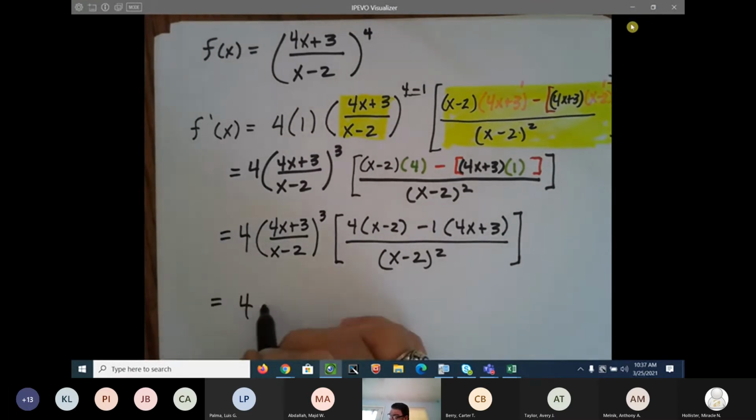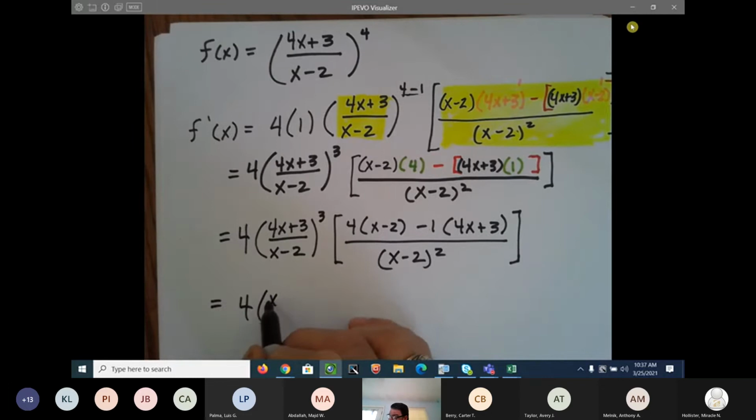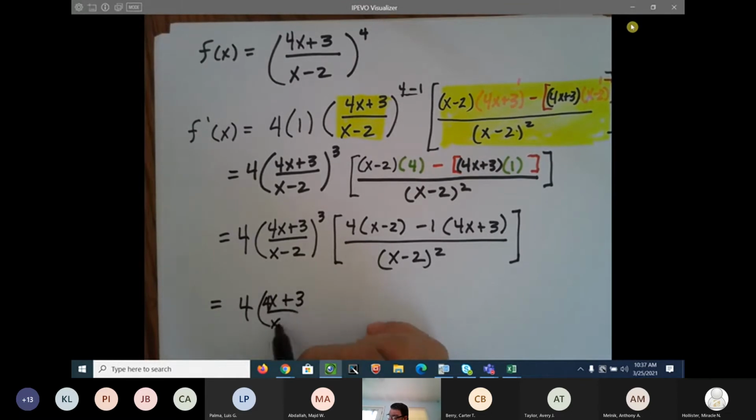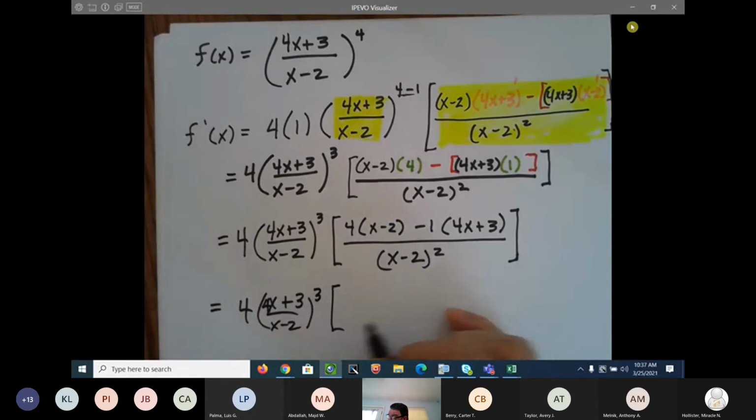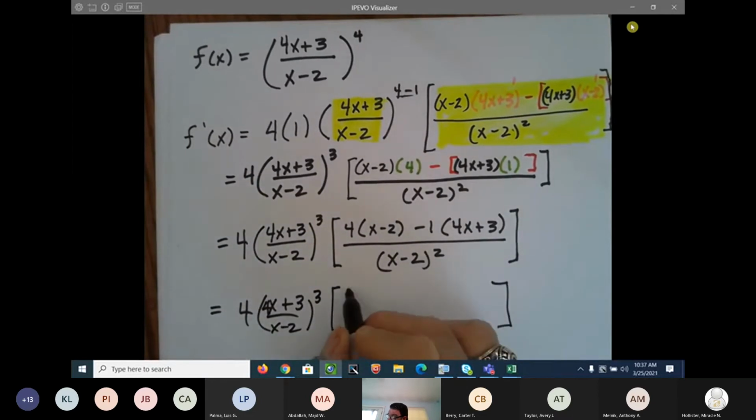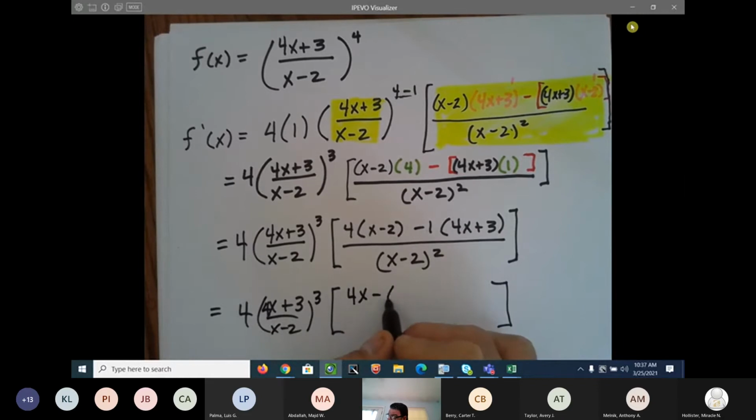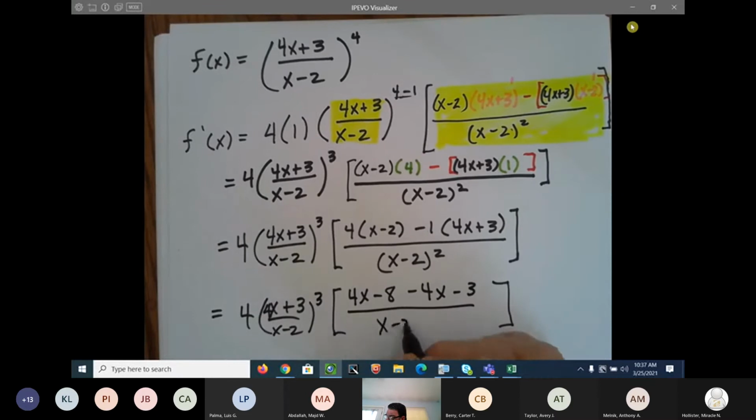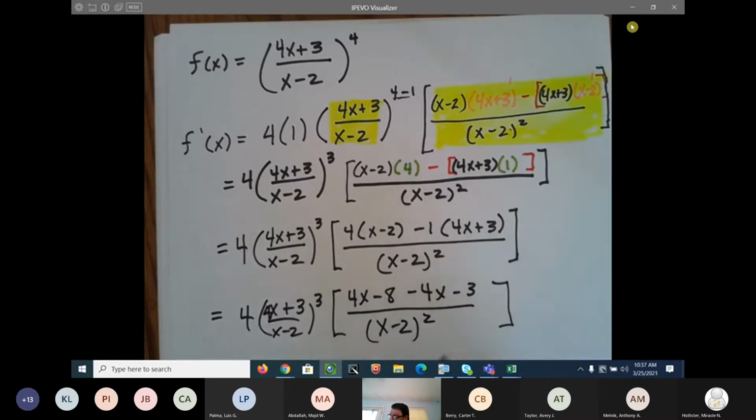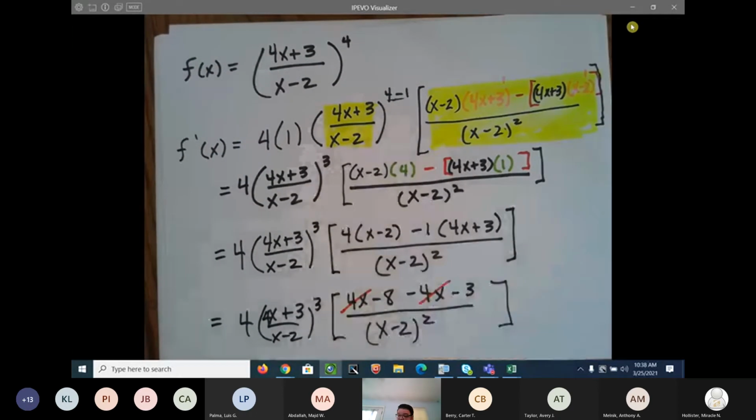Equals 4 times 4x plus 3 over x minus 2 to the third power, 4x minus 8 minus 4x minus 3 over x minus 2 quantity squared. And what happens to the 4x's? They cancel.